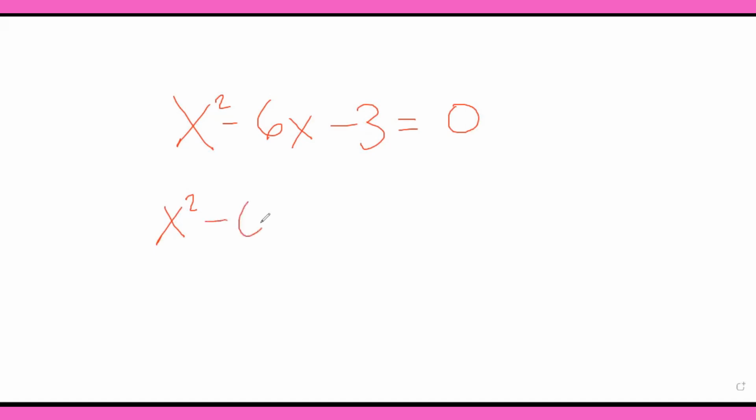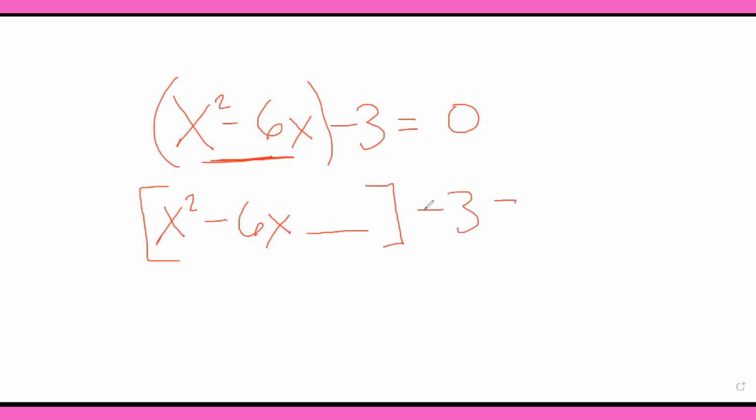What I always say is the first step to completing the square is giving yourself a blank. Essentially what I'm doing is taking just the first two terms that have x in it, and I'm going to make them a perfect little square. So I still have this -3 over here. And we always want to set quadratics equal to 0 in order to solve.